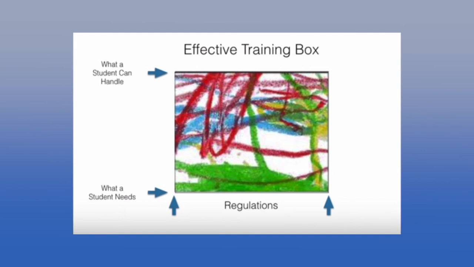Now at the top, we have what an individual can handle, and at the bottom, we have what an individual needs as a bare minimum to be able to perform. Within the box is an area that we want you to train in, and we want you to color all in that area. Wherever you want inside that area, within regulation and within what an individual can handle. We're not in kindergarten, so I'm going to trust that we all know how to color within the lines. Color to the full extent of what the box allows.